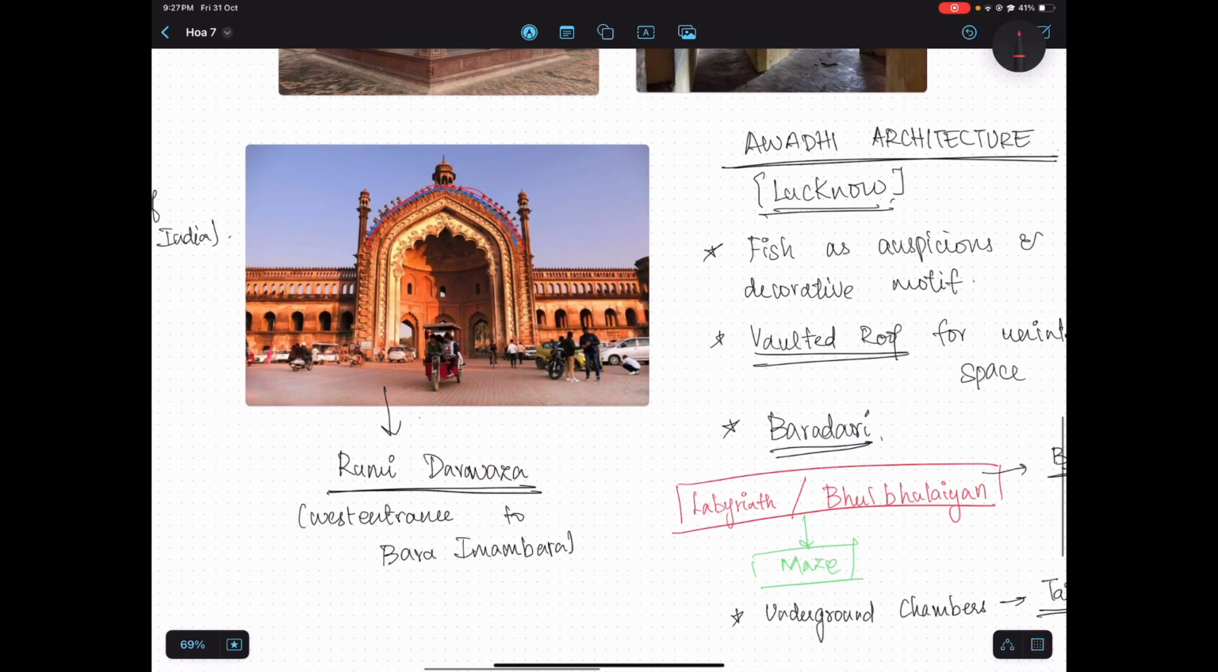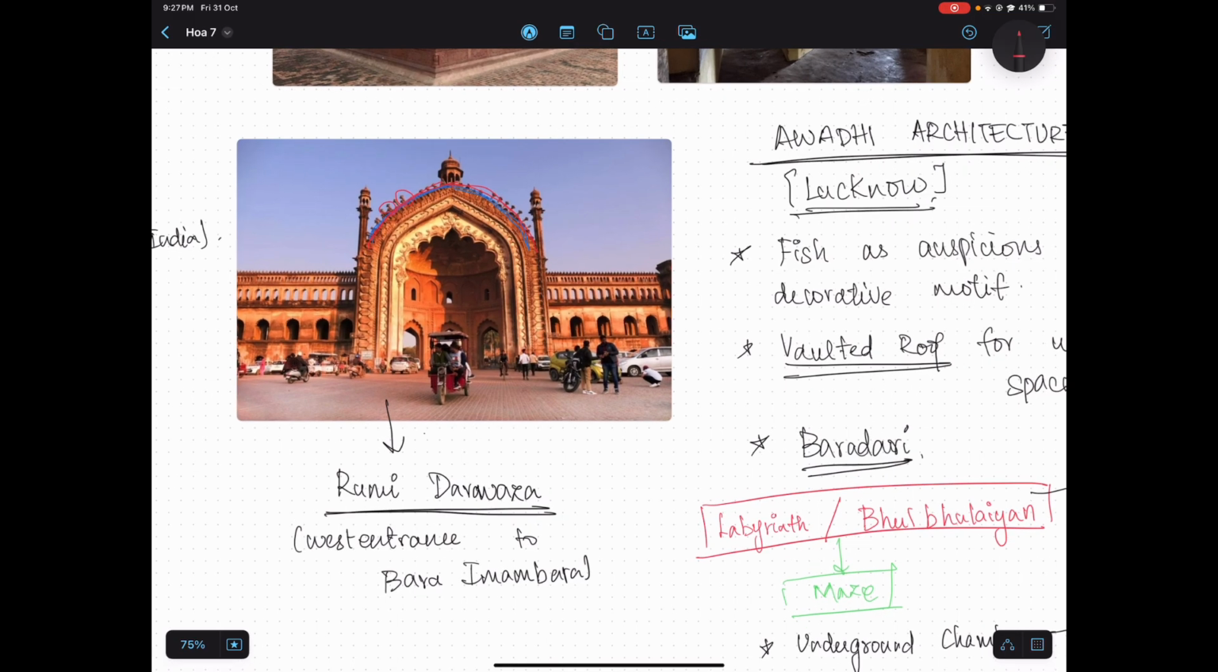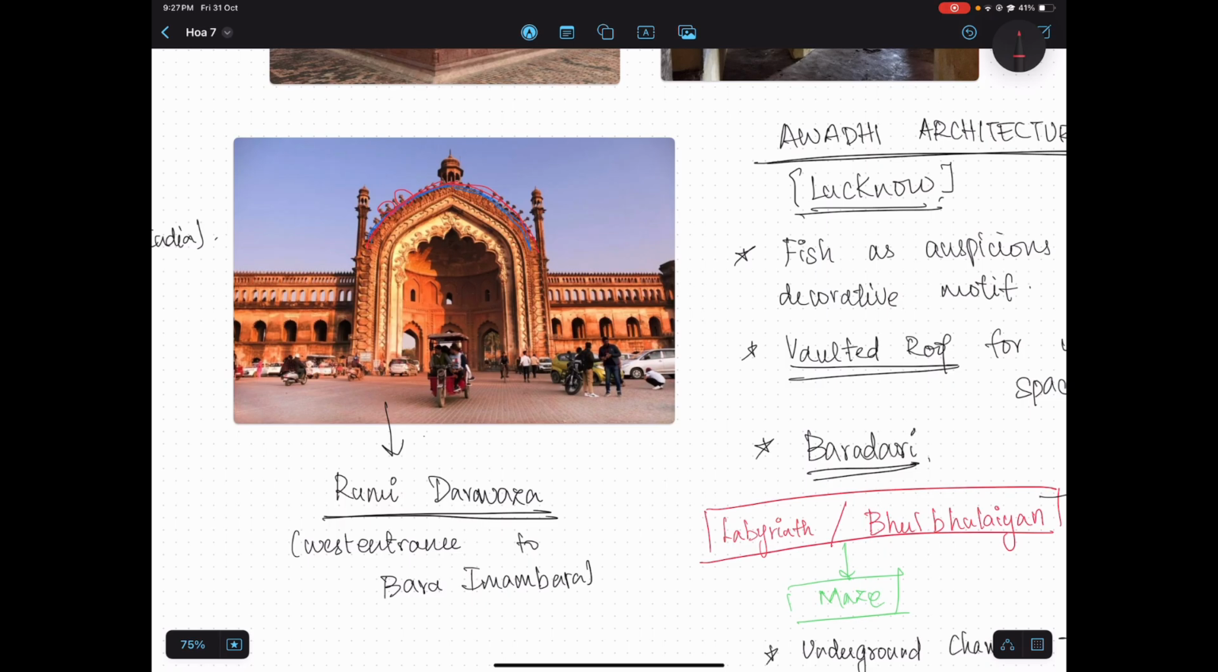And not just that, these Pishtak were adorned with finials. So these were the finials, and these finials, at that time when it was constructed, used to be spouts for water. And it has a curved pishtak. So that's about Awadhi architecture.